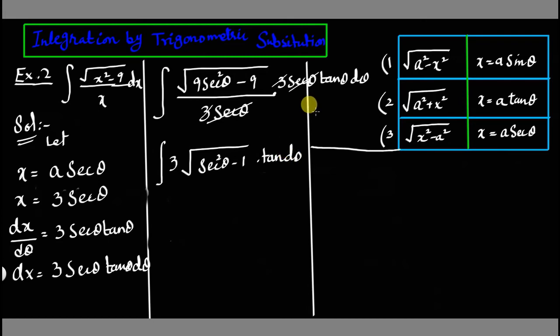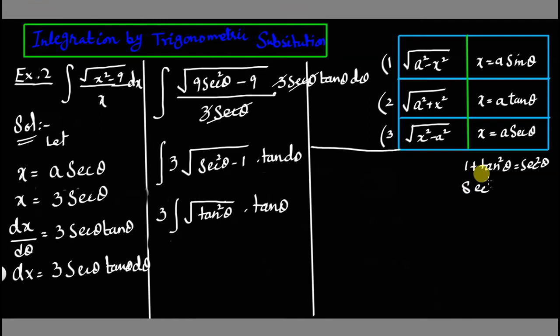And we know the identity, 1 plus tangent square theta is equal to secant square theta. So you can replace by the identity tangent square theta into the square root into tangent theta. How will you get this? We know that 1 plus tangent square theta is always equal to secant square theta. From here you can get secant square theta minus 1, which is equal to tangent square theta.